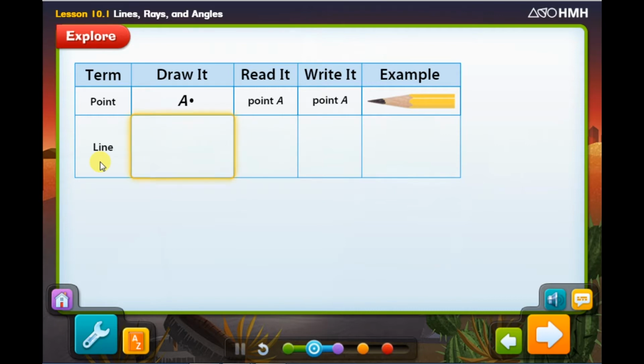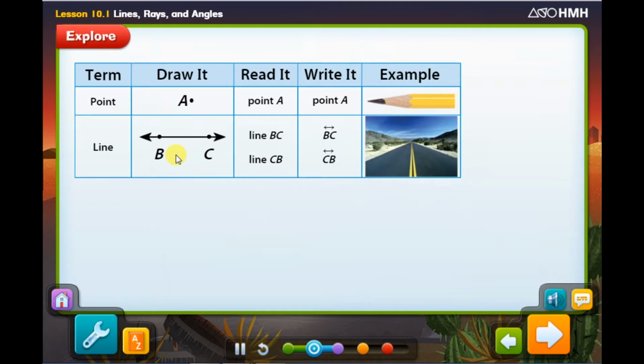And you can draw it by drawing a straight path of points with two arrows on both ends. You draw a line like this. This figure can be represented as either line BC or line CB. The symbol for a line looks like a line placed over the letters for 2 points that name the line. A solid painted stripe in the middle of a road models a line.